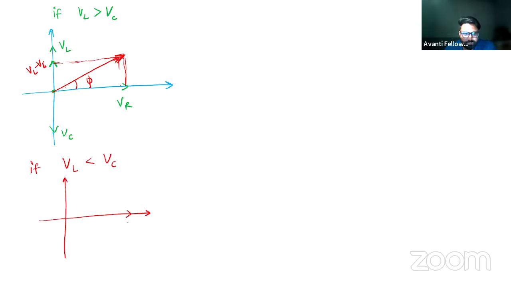This is VR reference, this is VL, and this is VC. But the net resultant will come in the downward direction because VC is greater in value. So VL minus VC, और ये मॉडुलस होता है, हमेशा याद रखना, this is the modulus. So only positive value will be taken. So this will come in downside. तो यहाँ पे हम क्या कह सकते हैं, this will be like this.